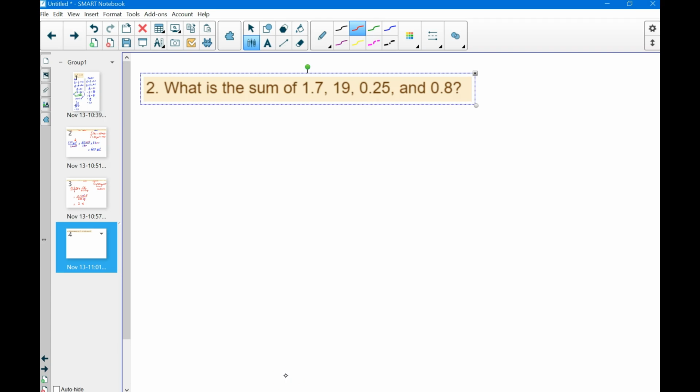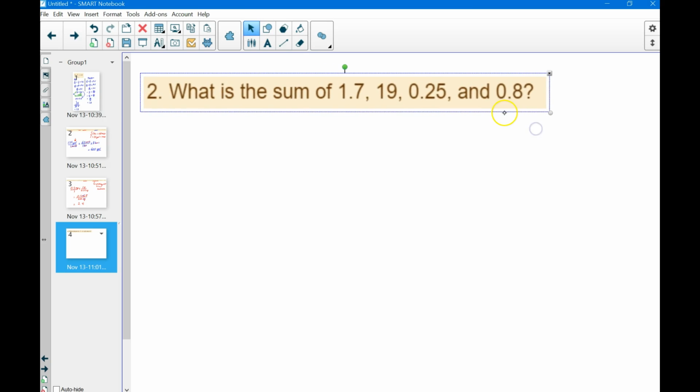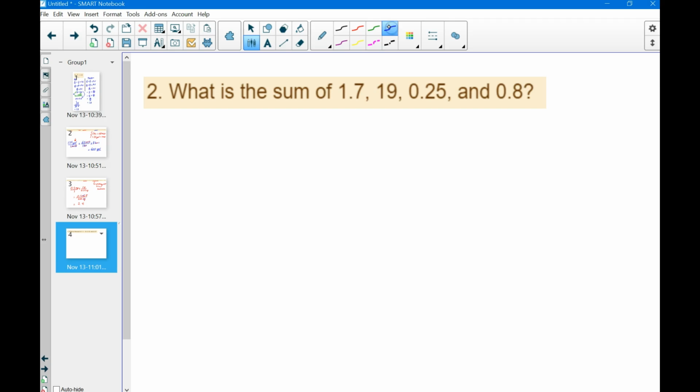All right, just for review again, I don't want you to confuse adding decimals with multiplying them, because for one we line the decimals up and for the other we just count the decimal places. So you've got to make sure you keep that straight. So the sum of 1.7, 19, 0.25, and 0.8. Start off with 1.7. I'm going to write them one above the other, so the decimal place is there. There's no decimal place in 19, so 19 is going to look like this, and you can put a decimal in there.